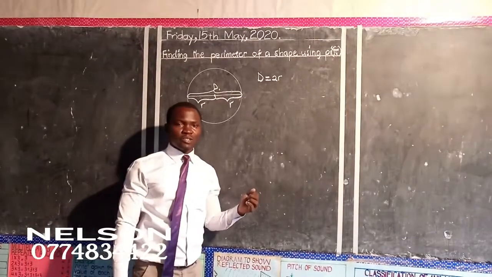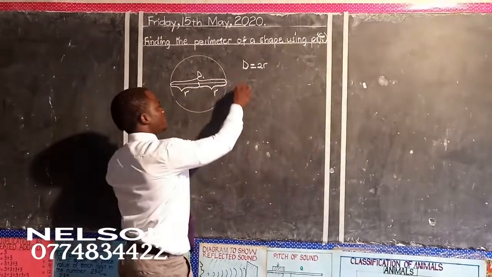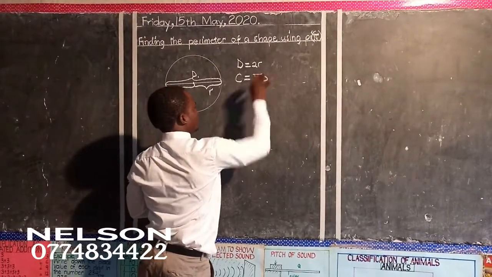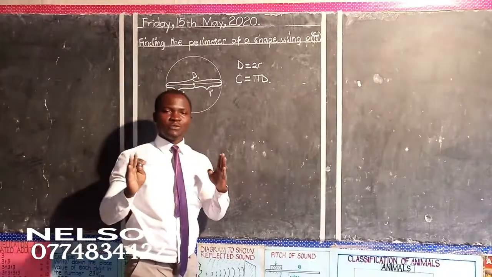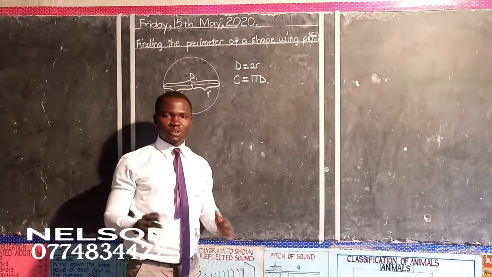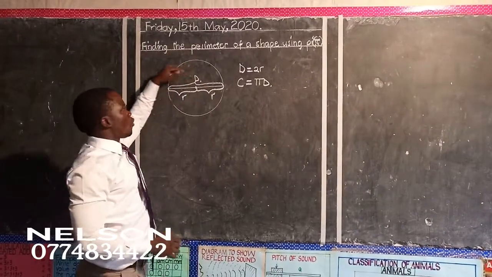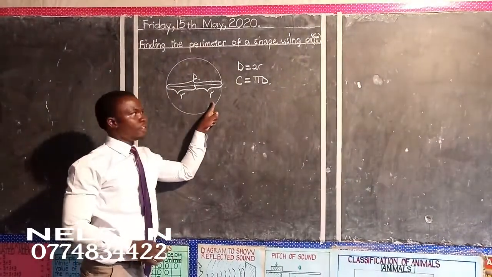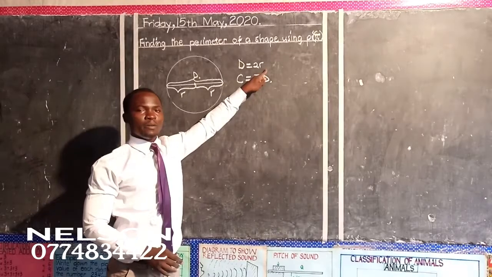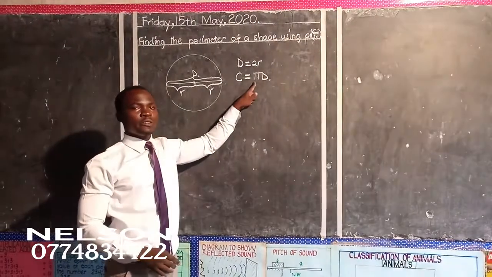And in our previous lesson, we stated the formula for circumference as circumference equals pi D. I want you to get me very clear. By the time we go through this, it will be very easy for us to understand what we are doing. So, the first thing you have to understand is this: one diameter has two radii. And that's why we are saying diameter equals 2R. R means radius. Then we came down and said circumference equals pi D.